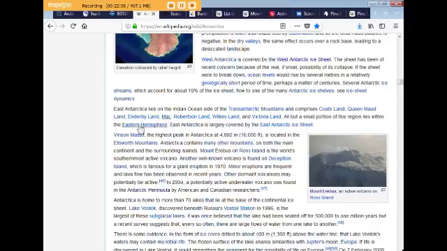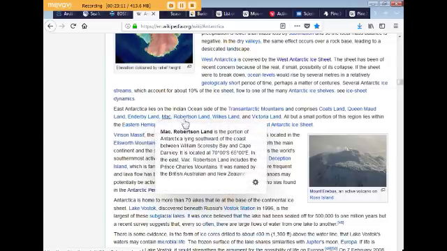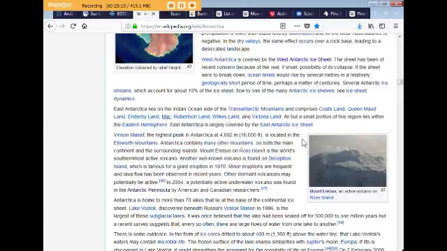Okay. East Antarctica lies on the Indian Ocean side of the Transantarctic Mountains and comprises Coates Land, Queen Maud Land, Enderby Land, Mac Robertson Land, Wilkes Land, and Victoria Land. All but a small portion of the region lies within the East Hemisphere. East Antarctica is largely covered by the East Antarctic ice sheet.